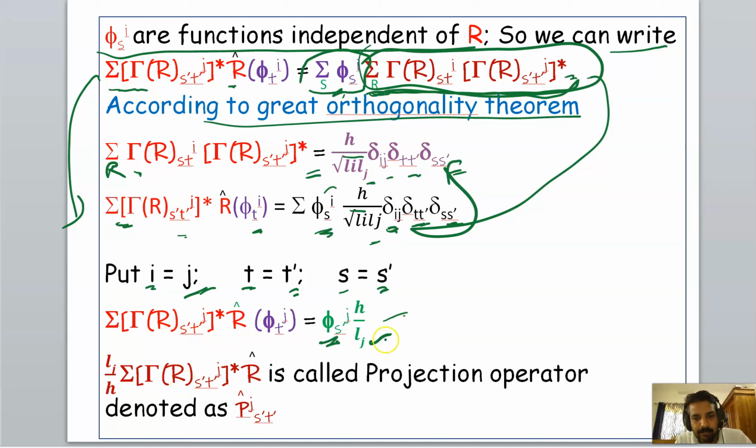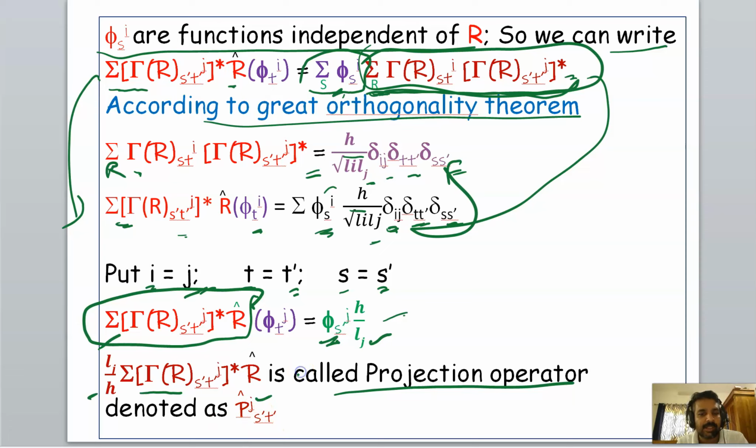Taking this h by l j to the other side, we get l j divided by h into sigma r gamma r s dash t dash j star r cap. This term, up to here, is an operator called the projection operator, denoted as P cap s dash t dash j. Sigma r is the sum over all the operations of gamma r s dash t dash j. What is gamma r s dash t dash j?